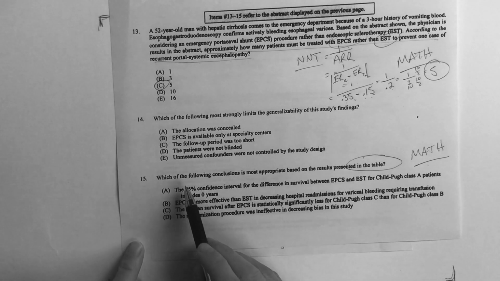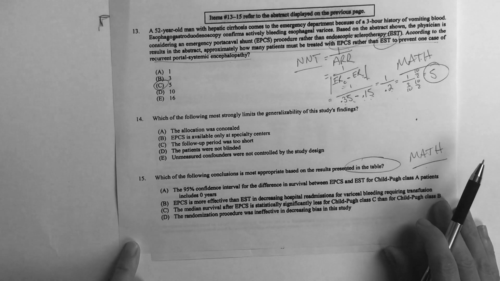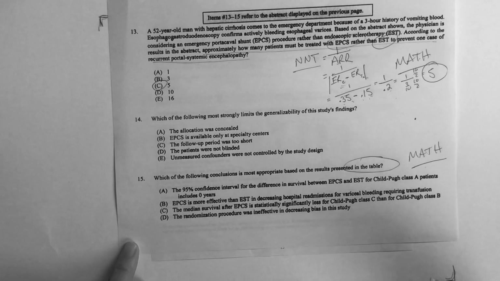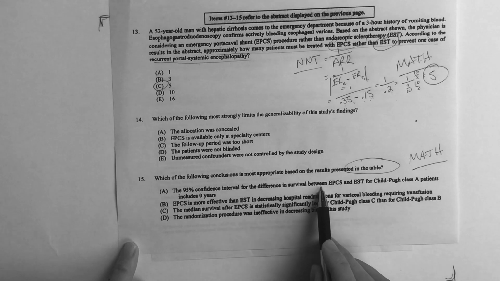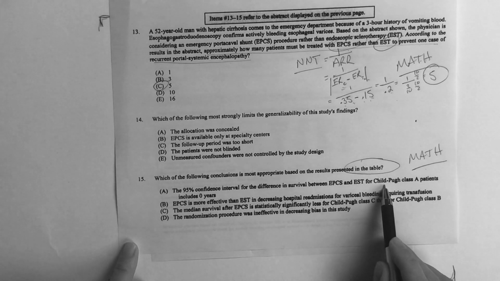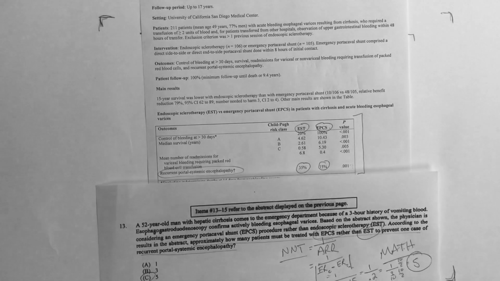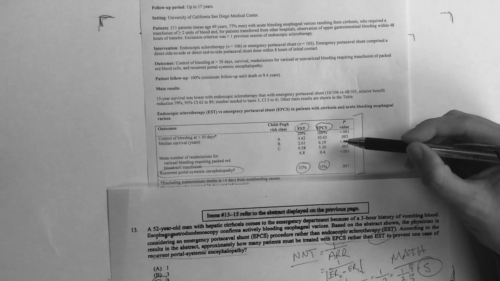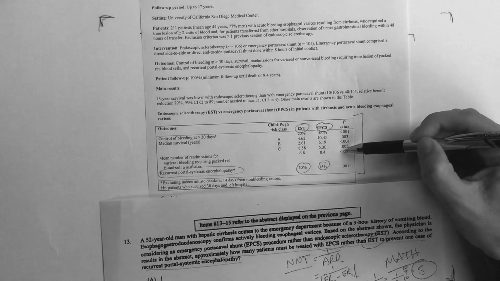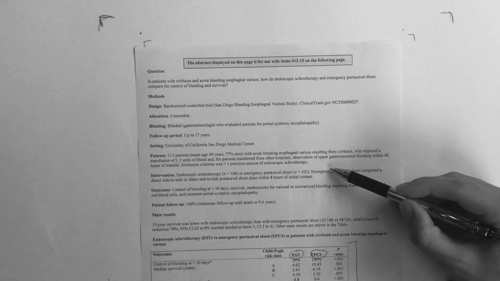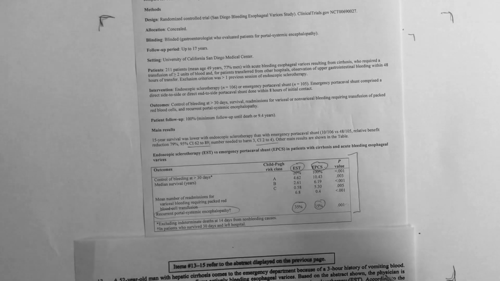The second math problem says, which of the following conclusions is most appropriate based on the results presented in the table? So we have to read through these, and we're going to apply that whole approach: exclude the bad choices and select only the ones that I can prove. Is it that the 95% confidence interval for the difference in survival between EPCS and EST for these Child class A patients includes 0 years? Well, when I look at this, I'm not seeing anything in the table that really talks about confidence intervals. When I scan this thing, it doesn't really talk about confidence intervals real quick. The only time I see confidence interval is right here, but it's not talking about this.